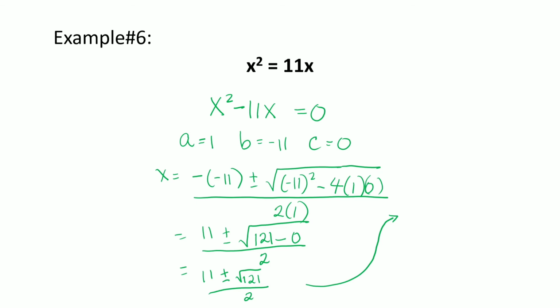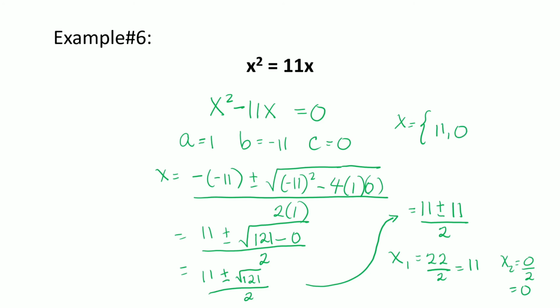And then we will have 11 plus minus, now the square root of 121 is 11, and then all over 2. Again, we have two values of x here. 11 plus 11, that's 22, all over 2, which is equal to 11. And the second value of x is 11 minus 11, which is 0 over 2. And 0 over 2 is 0. Okay, so the values of x, or the solution set for this quadratic equation, is 11, 0.